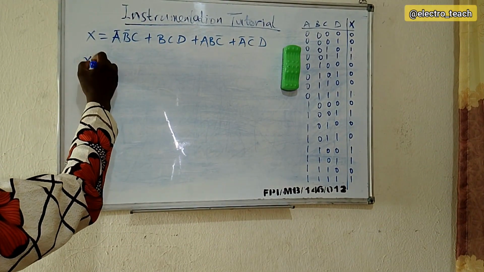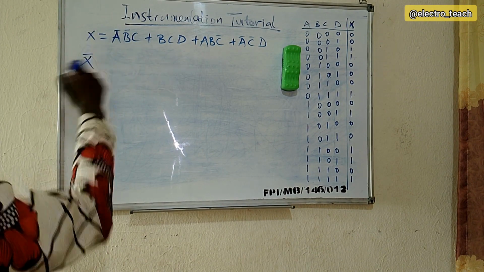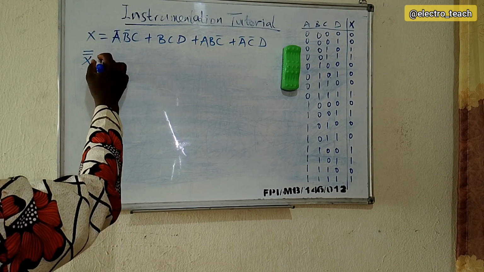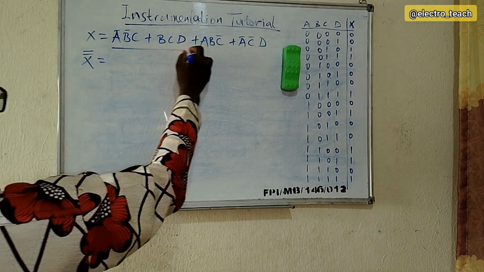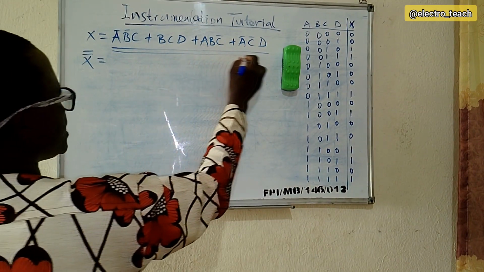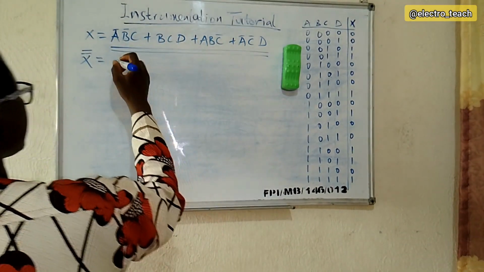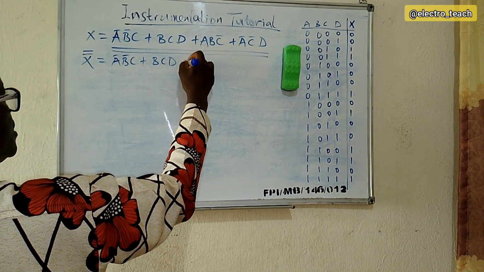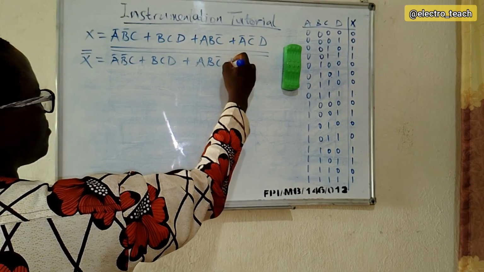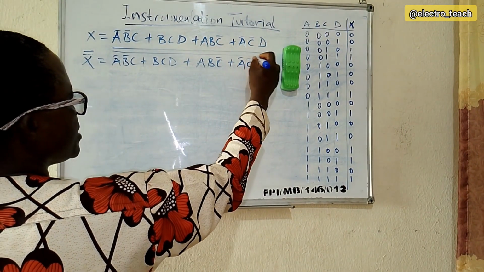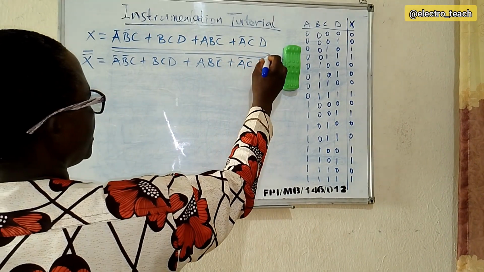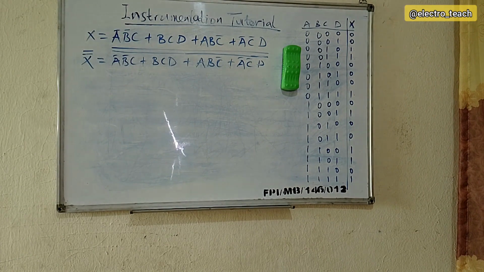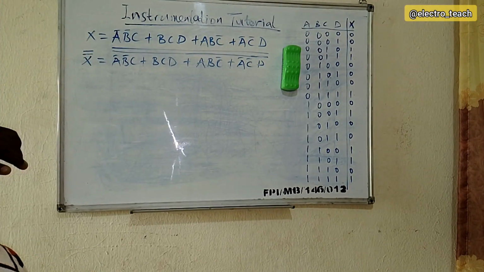So the idea is to put a bar on both sides. But when you put a bar, you have to put another bar again. So double bar. So we're having this. This is double bar on the left hand side, double bar on the right hand side: A bar B bar C plus B C D plus A B C bar plus A bar C bar D. So we have the double bar. Now the double bar means there is no bar. The bar is cancelled. So now we have X bar here.